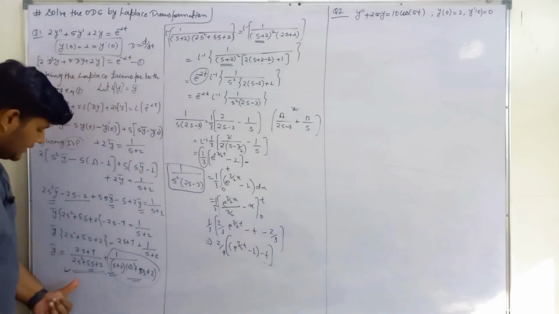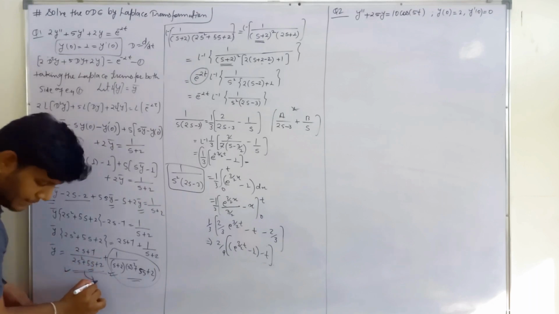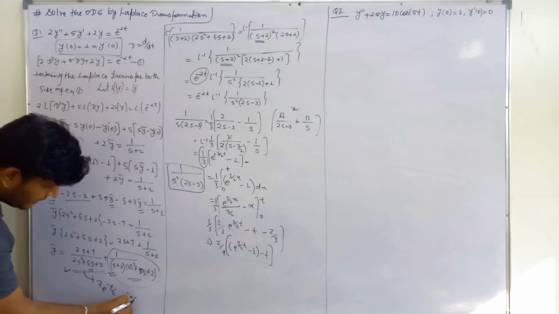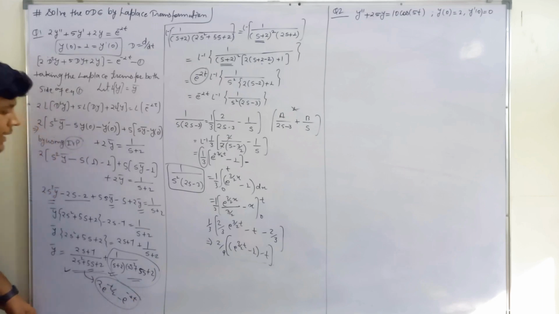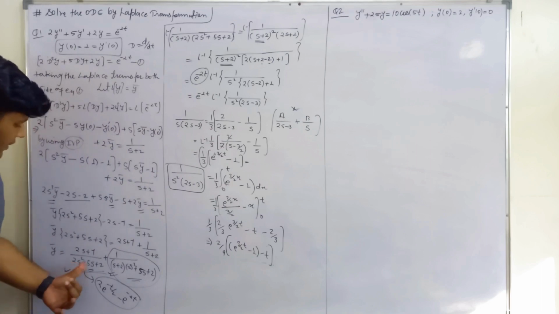Okay, now the Laplace transform of this, (2s + 7) upon (2s² + 5s + 2), is nothing but the inverse Laplace transform of this, which is 2e^(-t/2) - e^(-2t). Okay, I'm writing this directly. You can solve it easily by using this method. Okay, you can create this term.